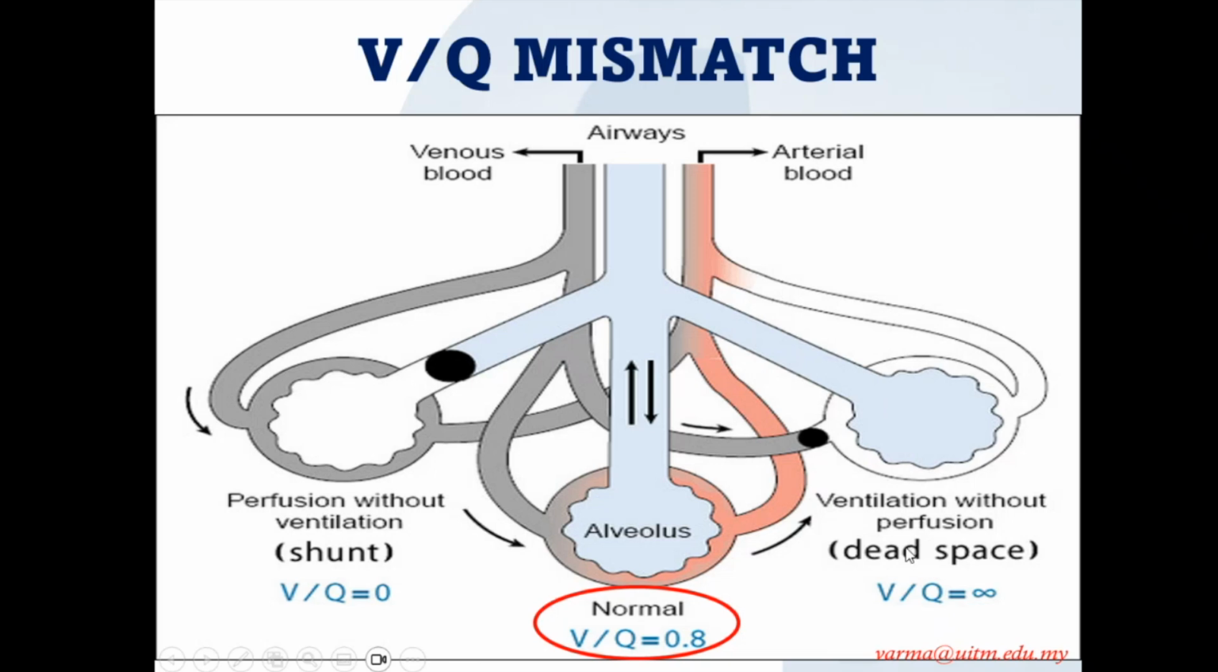So when we have dead space, ventilation without perfusion, you have V, but Q is 0. Anything divided by 0, you'll get infinity. You have to know this, it can come out in MCQ. But in case of shunt, there is perfusion but no ventilation, either because of a mucus plug or alveolar collapse or whatever it is. So 0 divided by anything, you'll get 0 as well. These numbers you must know, they can come out in MCQs.